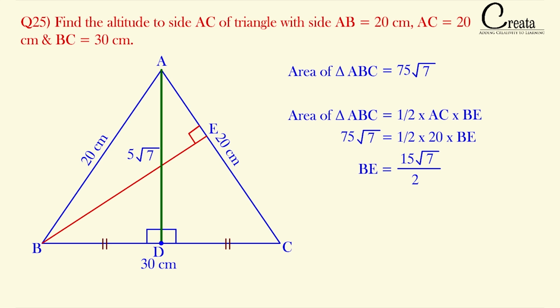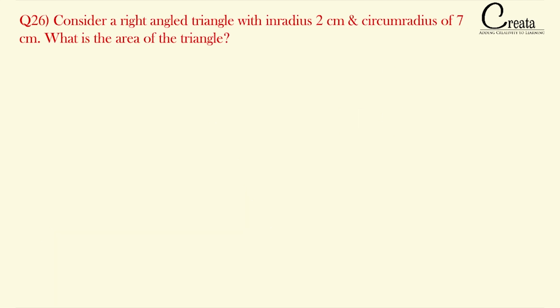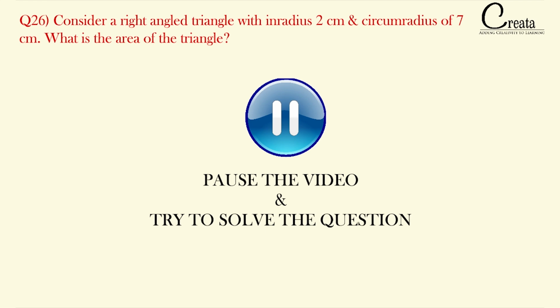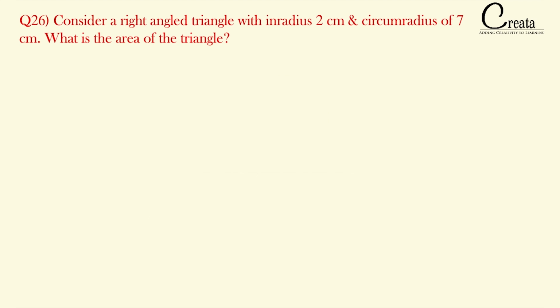Let's move to the next question. The question is, consider a right angle triangle with inradius 2 cm and circumradius of 7 cm. What is the area of the triangle? Okay, let's proceed with the question.